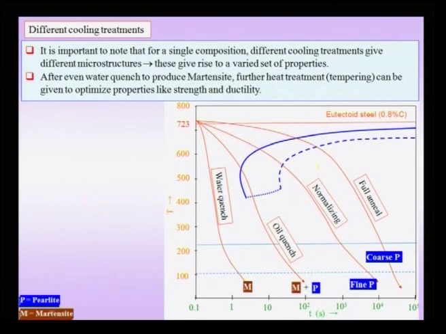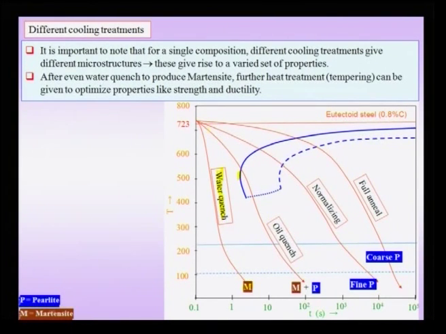So, for instance, the highest cooling rate is for the water quench here, in which case I avoid the nose of my TTT diagram and I produce a full martensitic structure, and to reiterate, some amount of retained austenite might be present in practical situations.